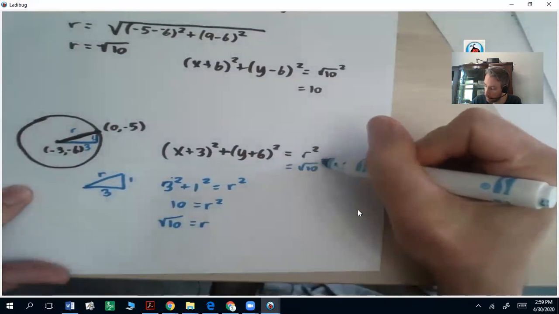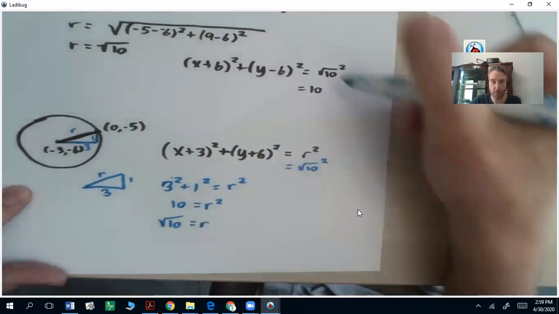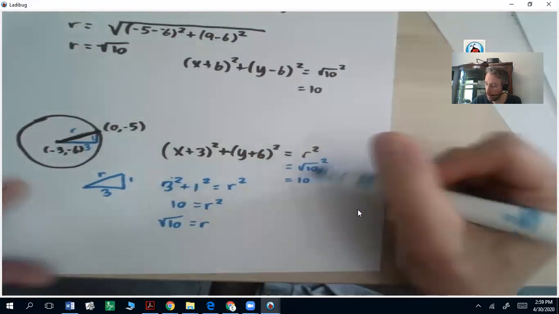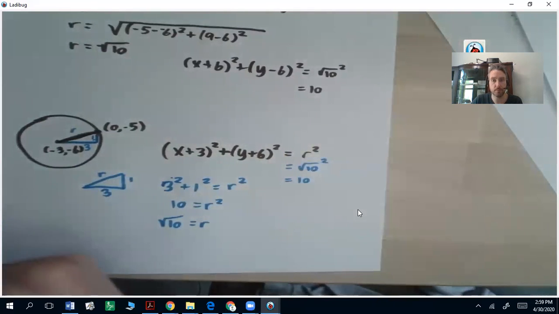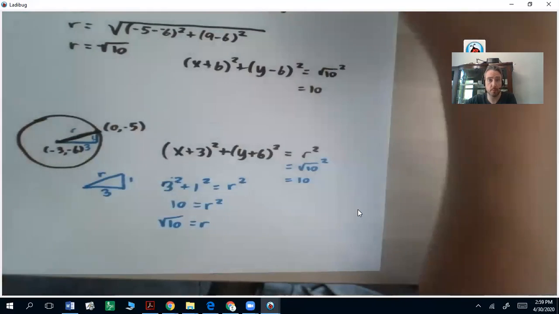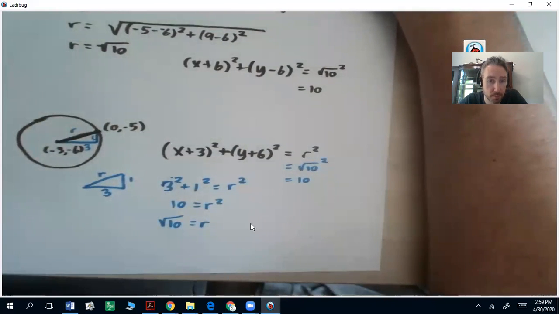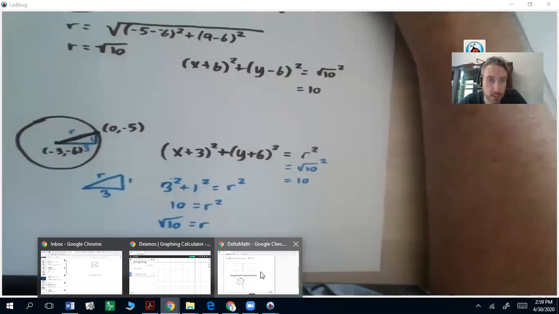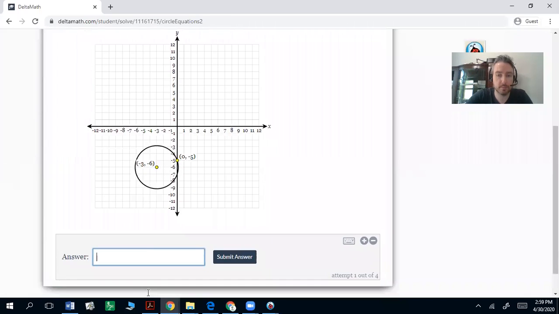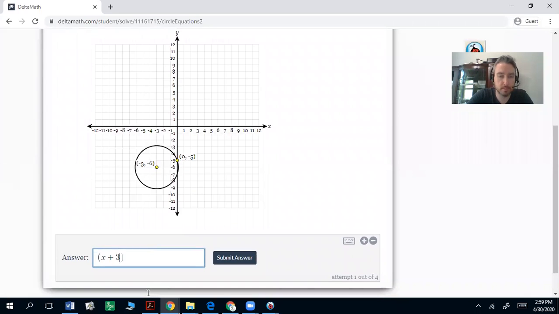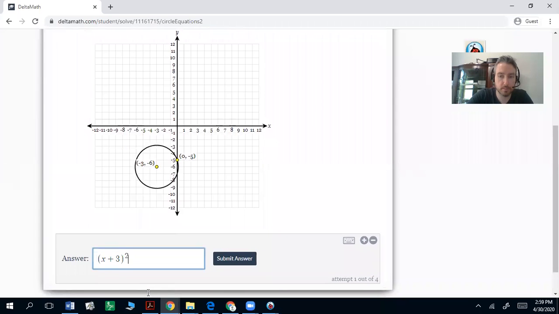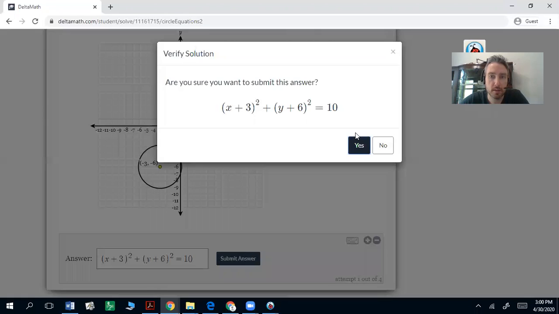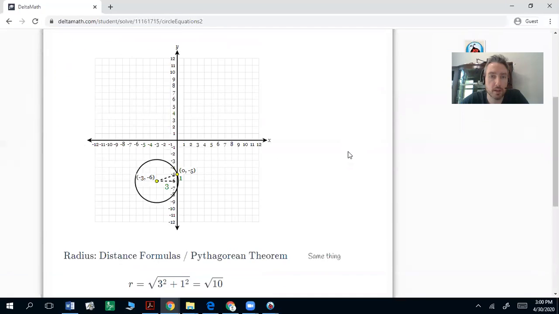So when you square the radius, it's going to be just like the last one. Your equation is going to be equal to 10 at the end. So you would type x plus 3 squared plus y plus 6 squared equals 10. Let's put that in. And we are good.